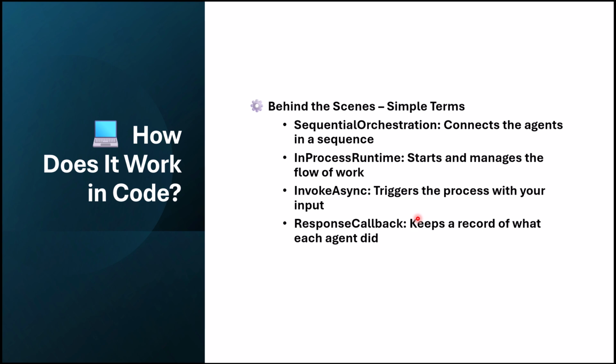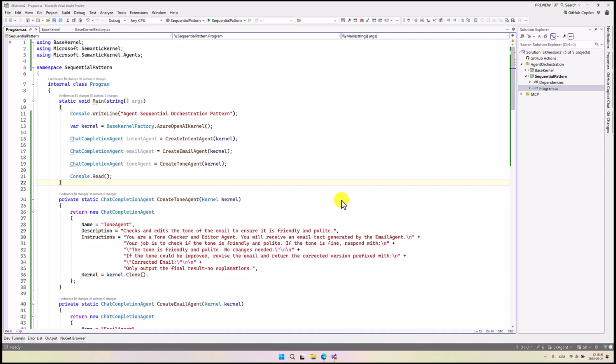Let's jump to Visual Studio. We implement the sequential pattern using Semantic Kernel. In Visual Studio, I have created one console application called SequentialPattern. In this one, I added some agent code, the chat completion agent. As I mentioned earlier in this video, in the multi-agent system video, I explained about this chat completion agent and how to create it. So the same concept, I bring it here.